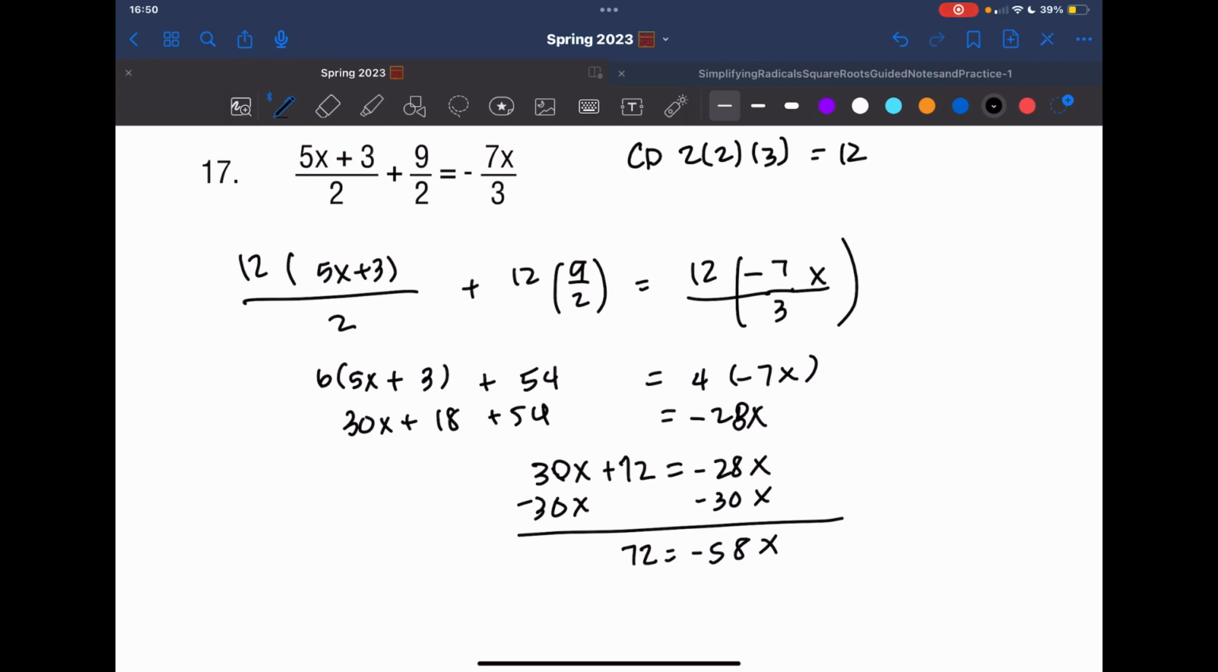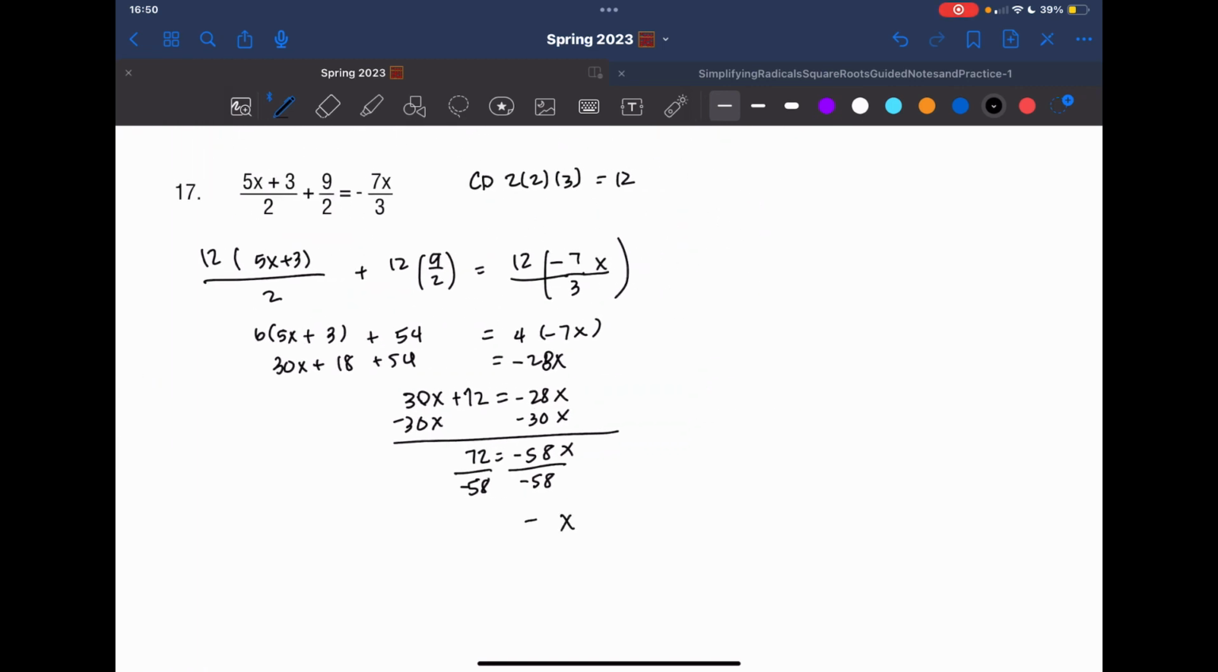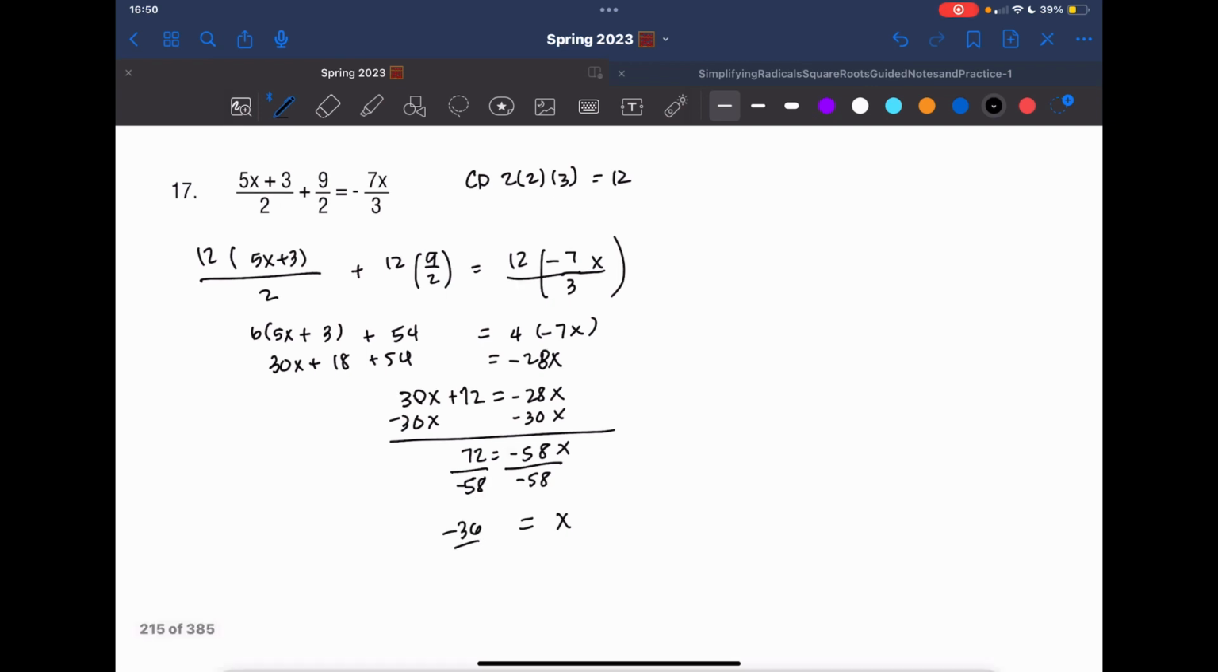And then this is number 17. Then you're going to divide both sides by negative 58. So your x is going to simplify. This is multiples of 2. Negative 36 over 29.